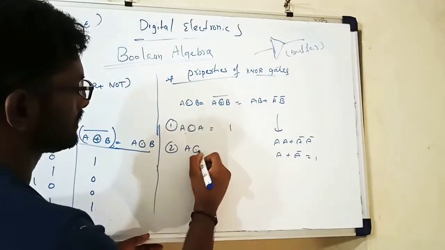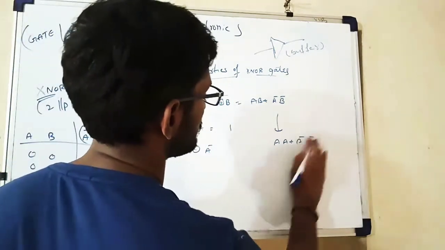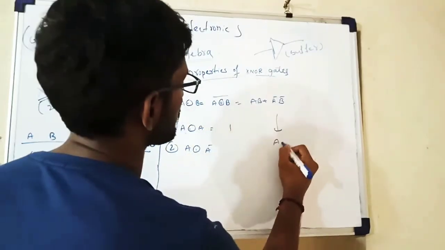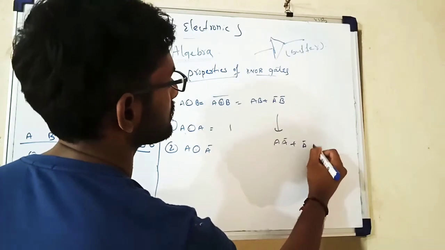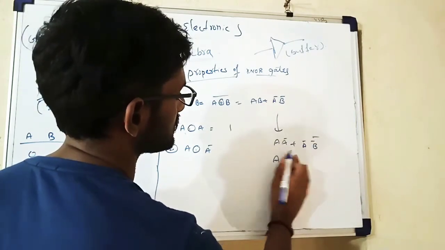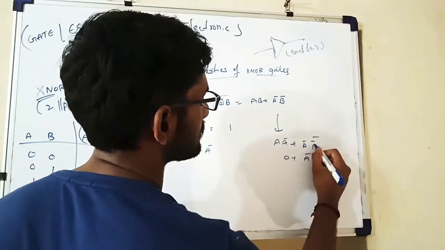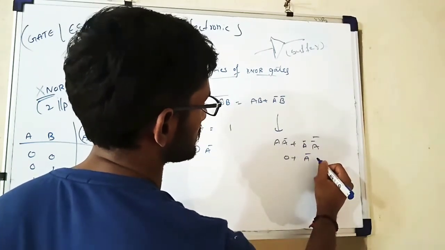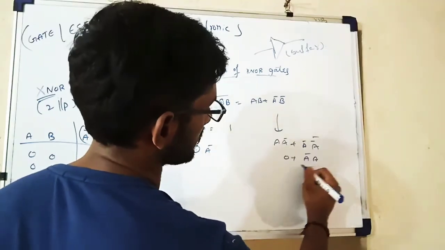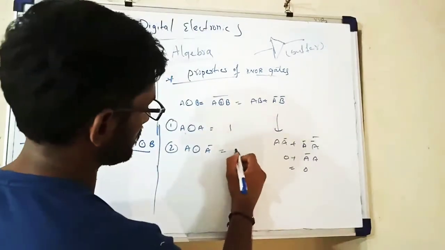Next one is A XNOR A complement. Simply replace the B by A complement, so A into A complement plus A bar into A complement whole complement. This A into A complement is 0. This A bar into A complement whole complement is nothing but A into A complement, 0. So the value is 0.